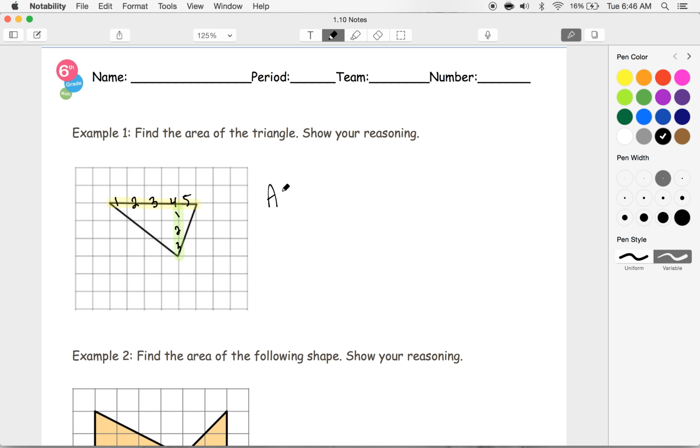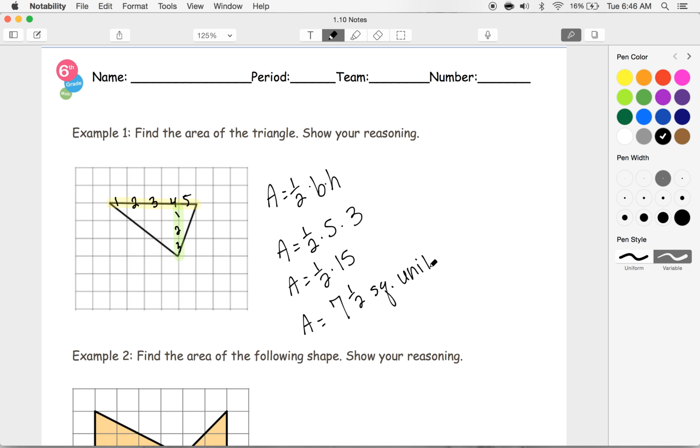So area of a triangle is 1/2 times base times height. Area is 1/2 times 5 as my base, 3 is my height. Area is half of 15. Half of 15 is going to be 7.5 square units.